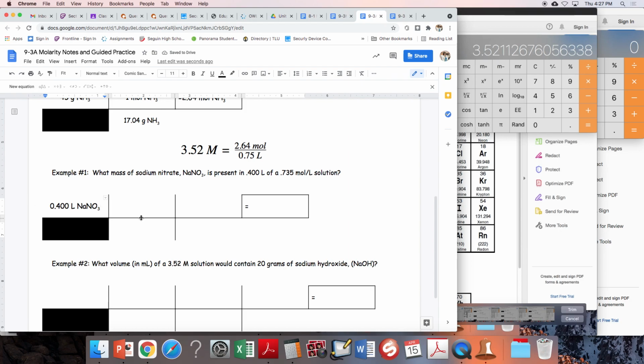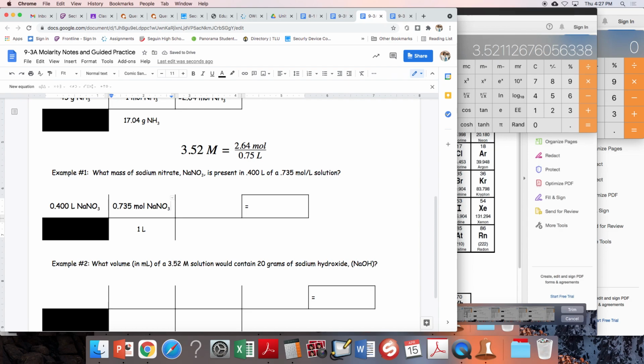We know if I've got liters up here, I need liters down here, and that's what I just talked about. I know my moles per liter. Remember, if there's not a number, it's 1. So for every 1 liter of solution, I know I've got 0.735 moles of sodium nitrate, because that's the definition of molarity.